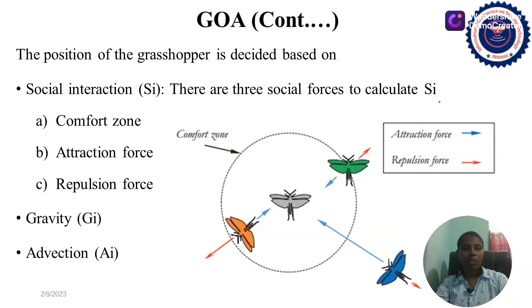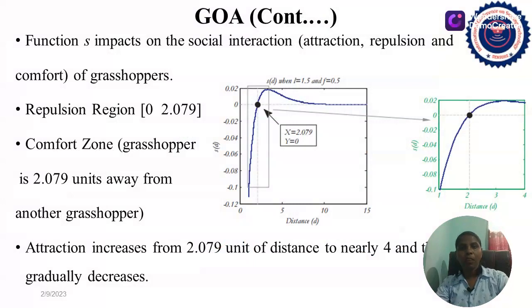There are some behaviors: social interaction, gravity, and advection are the main behaviors. In the social interaction, there are two forces and one zone. One is the comfort zone, then the attraction force, then the repulsion force. According to these behaviors, the grasshopper social interaction can be defined. And then next, gravity and advection. These are also the main functions. So how the social interaction will happen: attraction, repulsion and comfort.